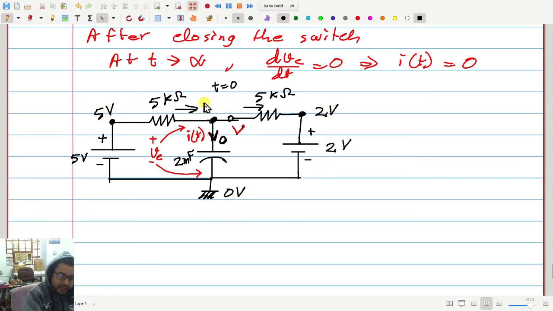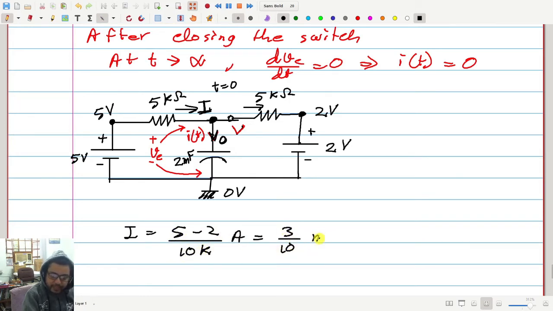Now suppose here we have a constant current of capital I through both these resistances. Then how much will be the voltage at the midpoint? 3.5. First, how much will be this current? I will be (5 minus 2) divided by 10k ampere. So that is 3 by 10 milliampere. Correct?